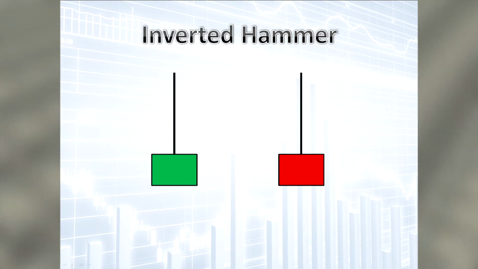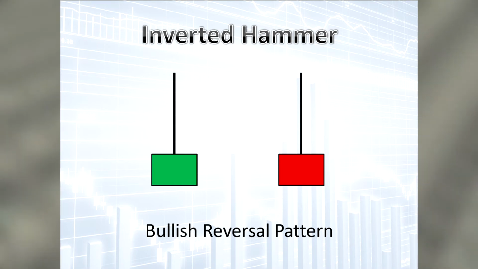Now let's have a look at the inverted hammer. If you have followed my videos so far, you probably already know how I'm going to explain the inverted hammer, but for those of you who don't, let's get into the details. The inverted hammer is also a bullish reversal pattern. It is basically the exact opposite of a hanging man.